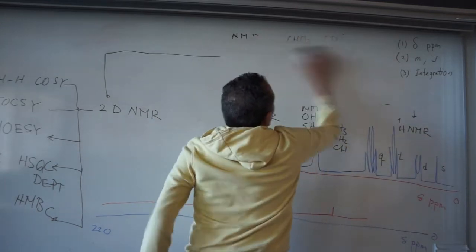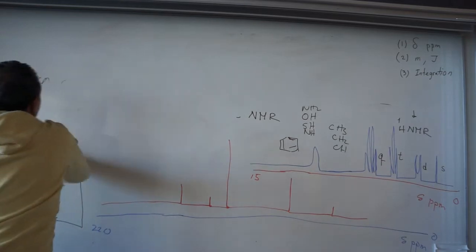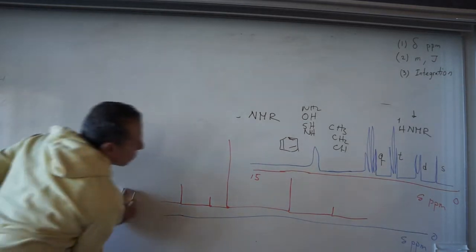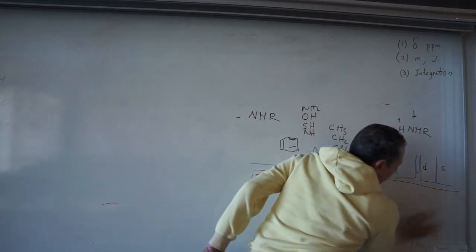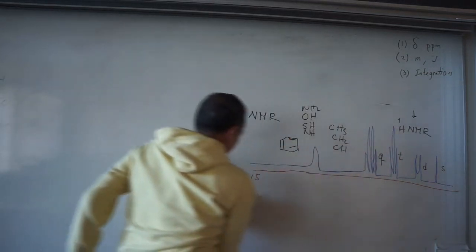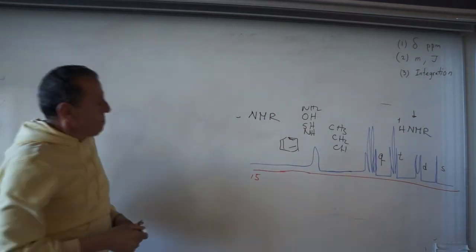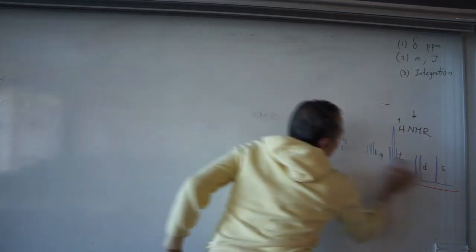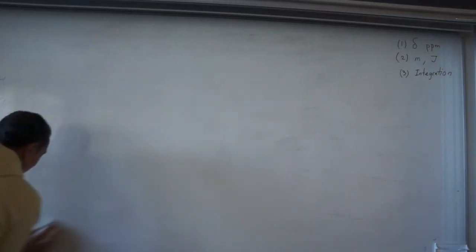I will discuss with you first about the chemical shift, which is delta. Why we need the chemical shift and why it is so important to explain and understand the chemical shift of the protons. Let us talk about aliphatic and aromatic compounds.